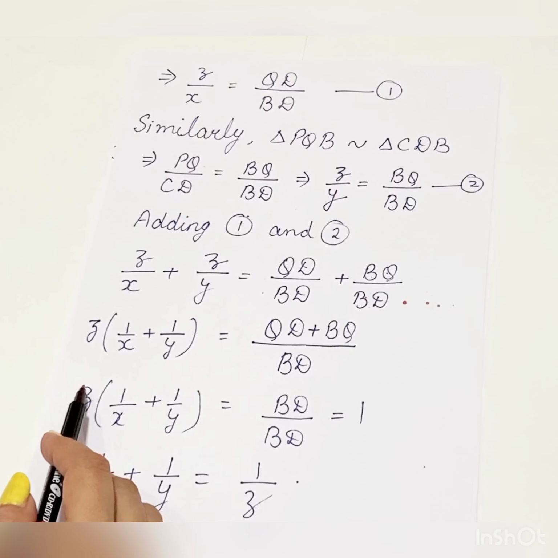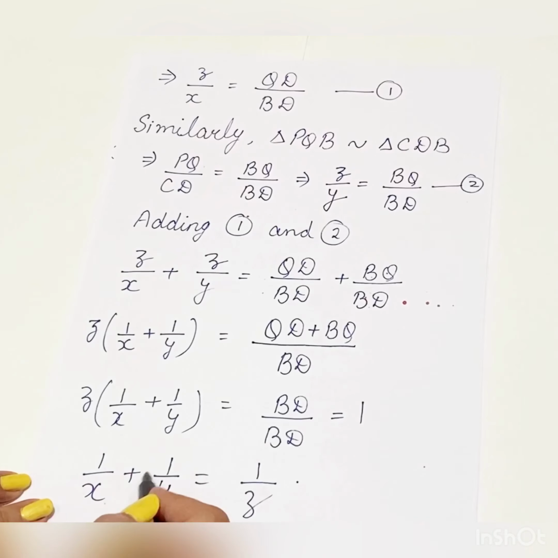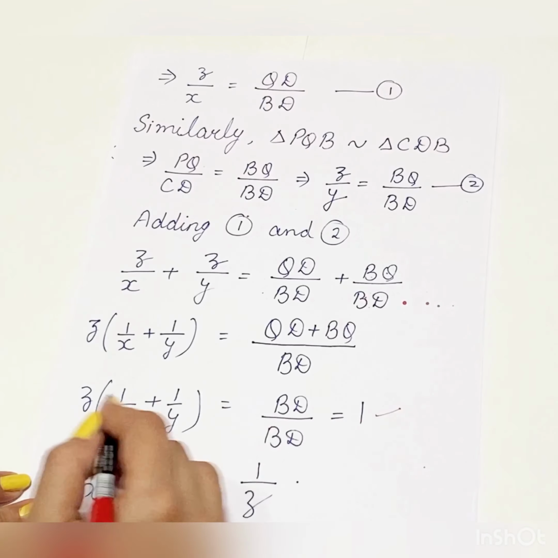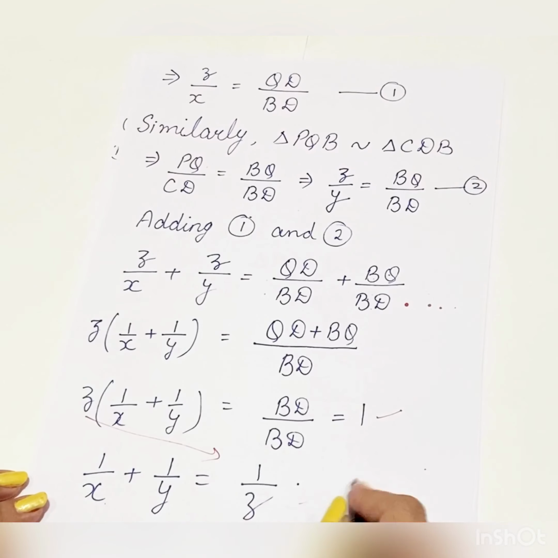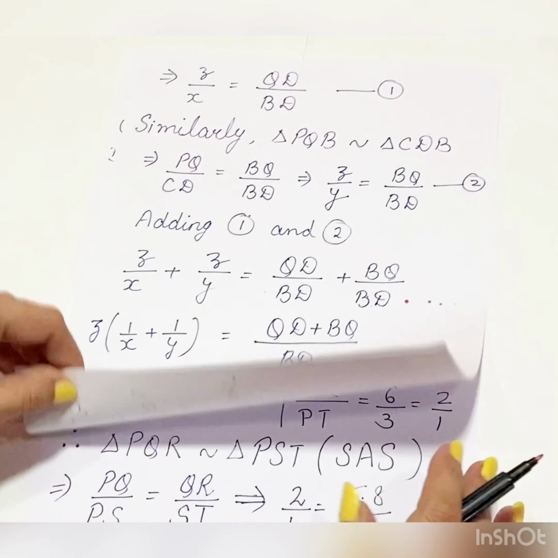Z we can take common in the left hand side and we are left with 1 upon X plus 1 upon Y. This is equal to 1. You can bring down this Z to the right hand side. It will come in the denominator. This is what you have to prove.